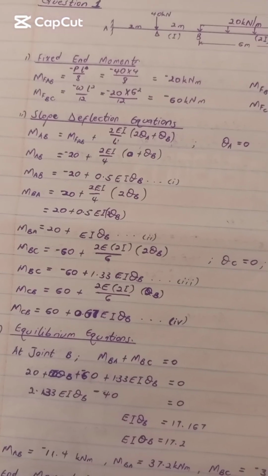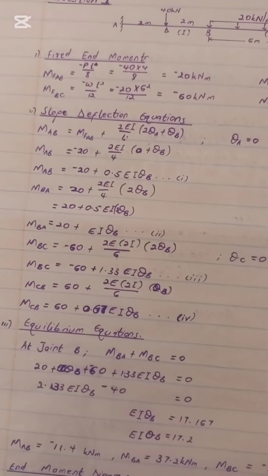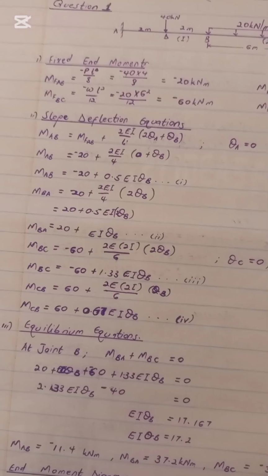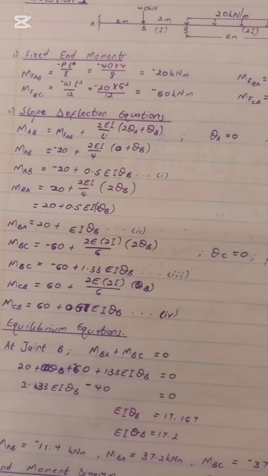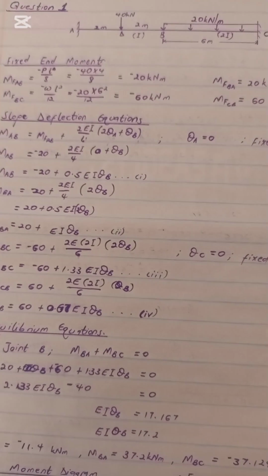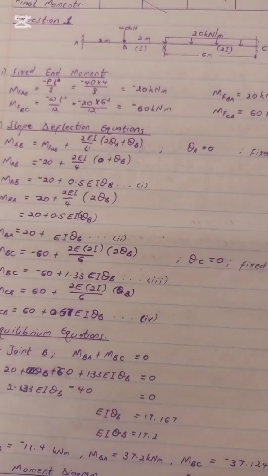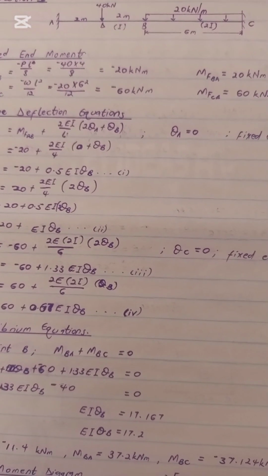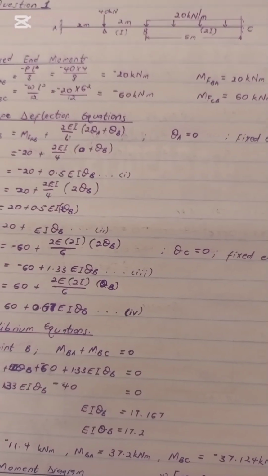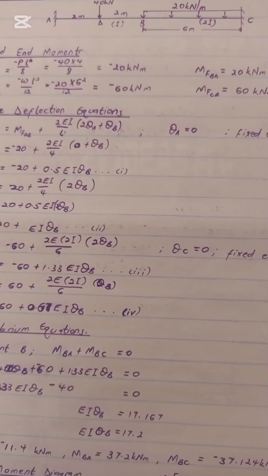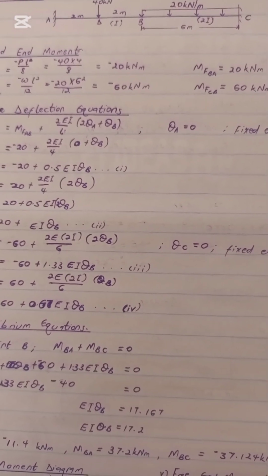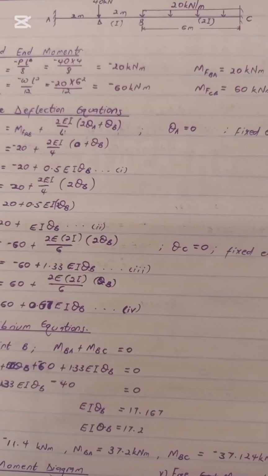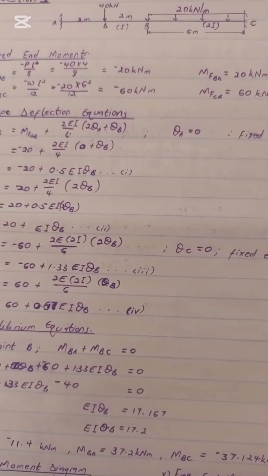Hello there. So today we're going to analyze this beam by the slope deflection method, and this is the first question that I am recording for the channel using slope deflection method. This beam has two fixed ends, and there's a UDL from B to C along the span of B to C, and there's a point load at D along the span of A, B.